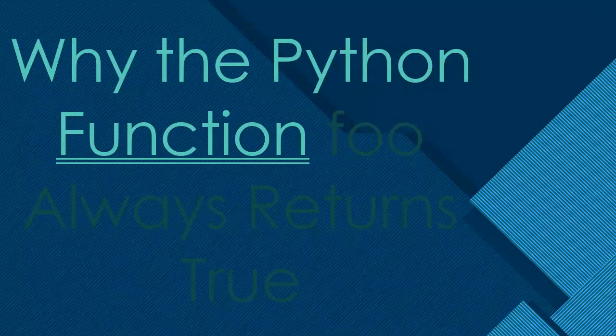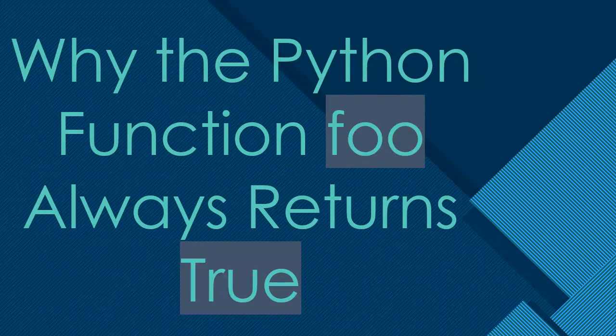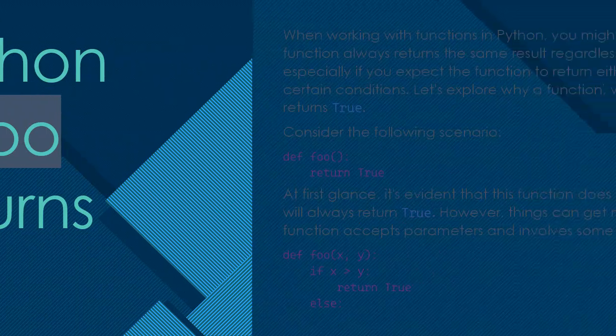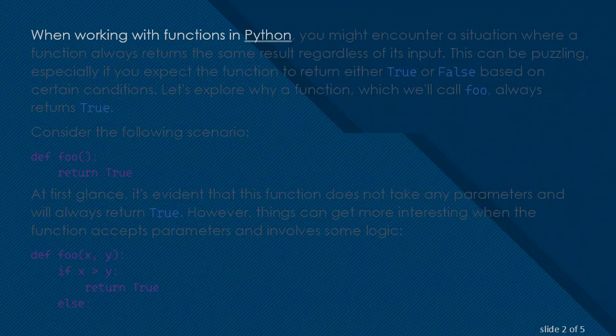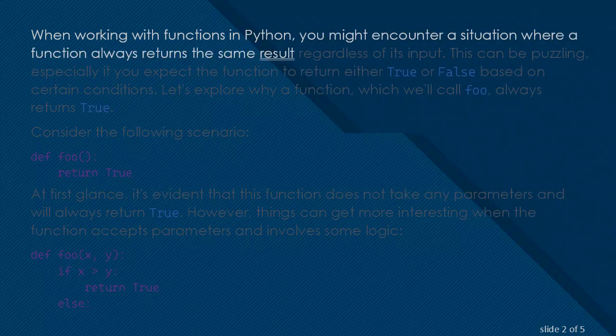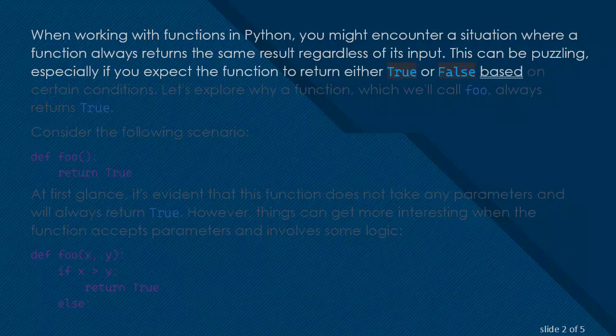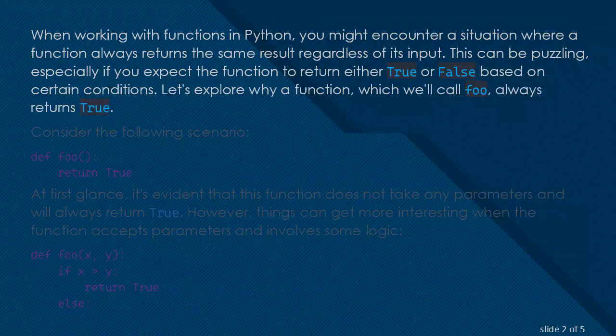Why the Python function foo always returns true. When working with functions in Python, you might encounter a situation where a function always returns the same result regardless of its input. This can be puzzling, especially if you expect the function to return either true or false based on certain conditions. Let's explore why a function, which we'll call foo, always returns true. Consider the following scenario.